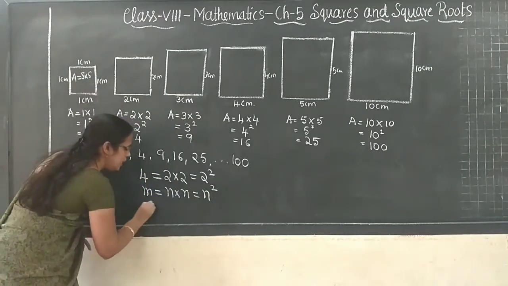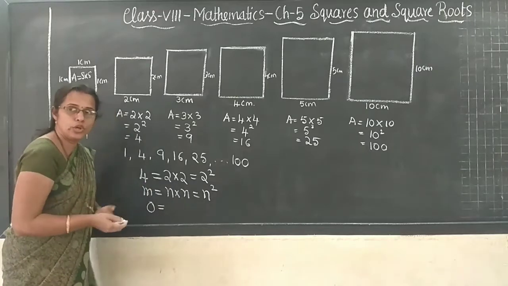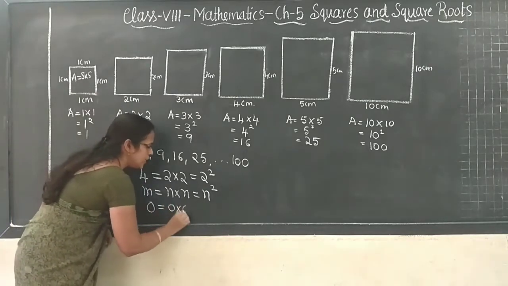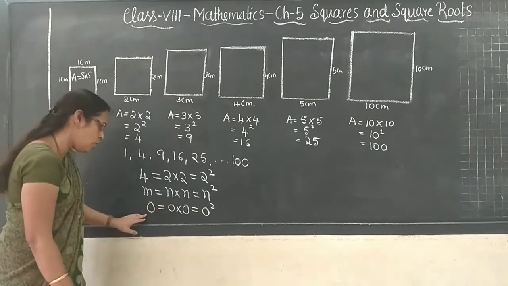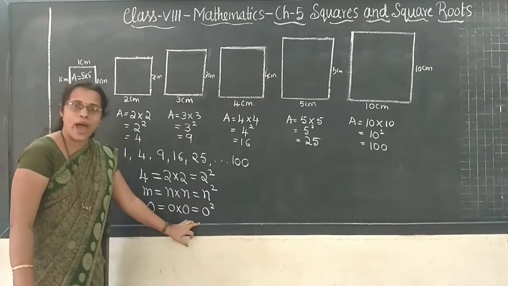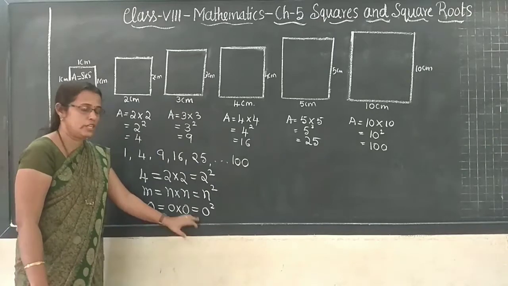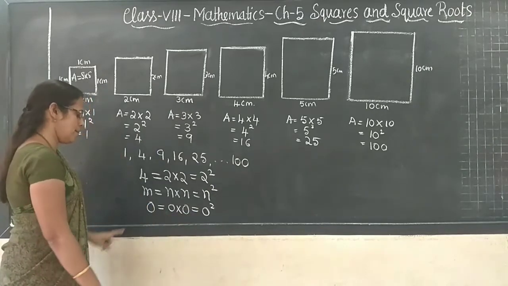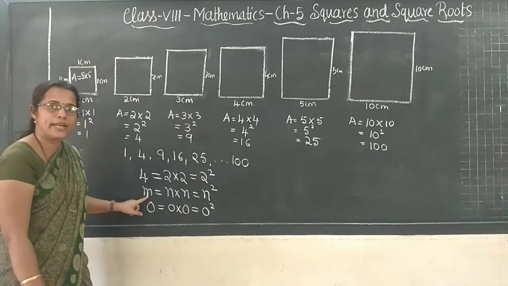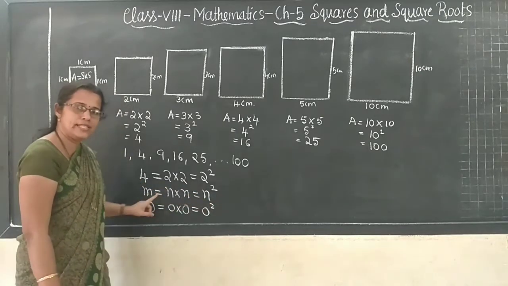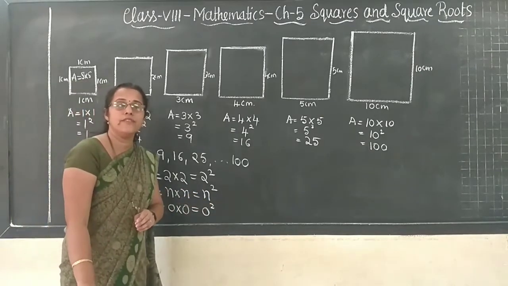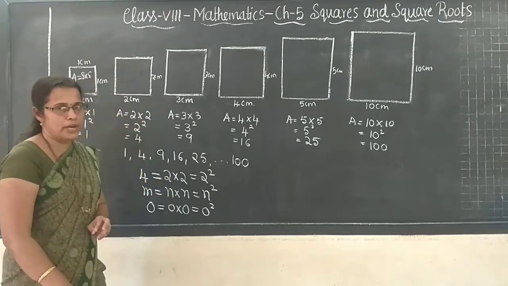If I write here 0, what is the square of 0? 0 into 0 is 0 square. So even 0 is also a square number. Okay, children, 0 is also a square number. So what is the general form of a square number? m is equal to n square. m is equal to n square is the general form of a square number.